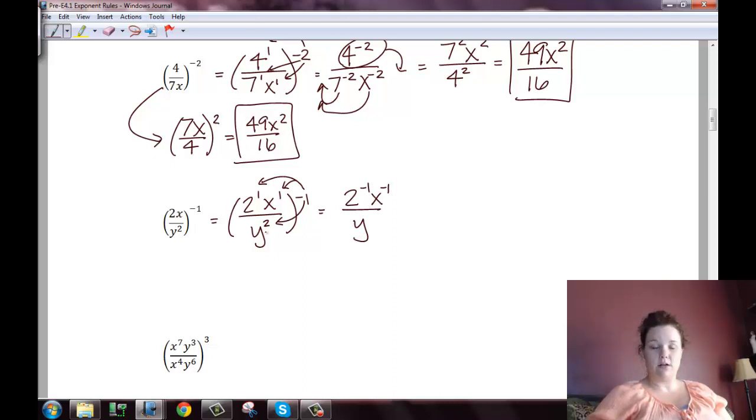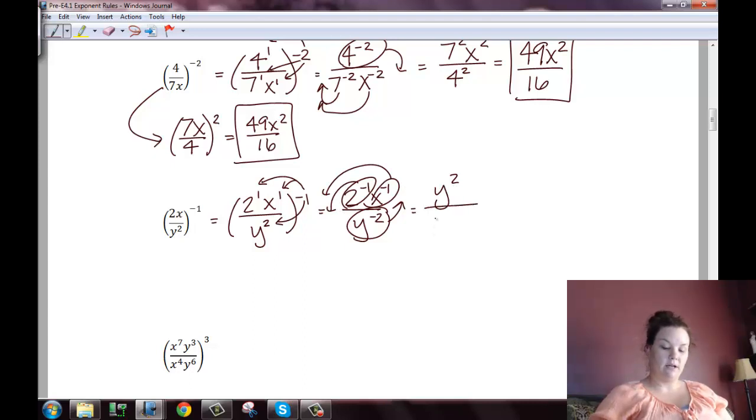We had a y squared. When you have a number squared raised to another, we multiply. So 2 times negative 1 gives me negative 2. And then again, everything has a negative exponent, so the bottom goes up, and the 2 items in the numerator go down. So I end up with y squared on top. On bottom, I end up with 2 to the first power and x to the first power.